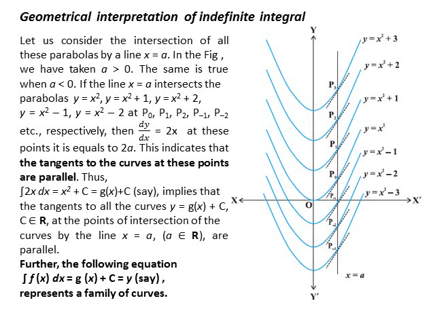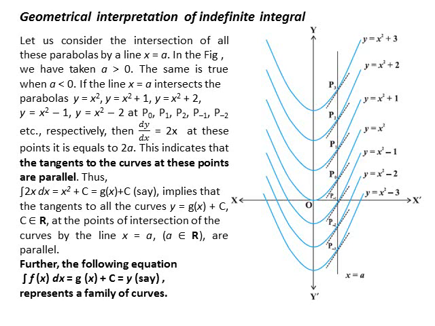Let's understand the geometrical interpretation of indefinite integral. First, draw different parabolas whose vertex lies on the y-axis, like y equals x square, y equals x square plus 1, y equals x square plus 2, y equals x square minus 1, and so on. Let's take the intersection of all these parabolas by a line x equals a. In the figure we have taken a greater than 0. The same is true when a is less than 0.